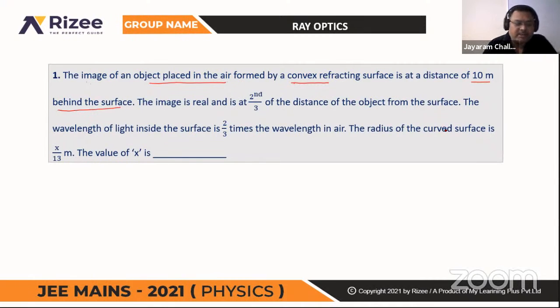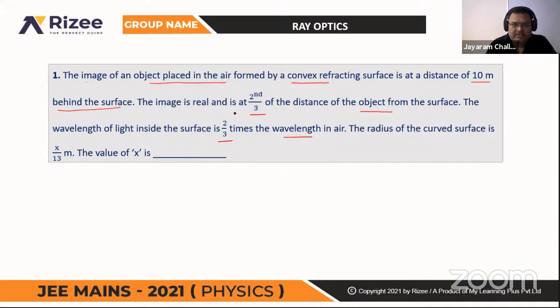Okay, so the image is at a distance of 10 meters, behind that particular surface. The image is real and it is two-thirds of the distance of the object from the surface. The wavelength of the light inside the surface is two-thirds of the wavelength in the air. So all of them he has given. He is giving you the information regarding the refractive index. The radius of curvature is going to be something x by 13. He is asking what it is.